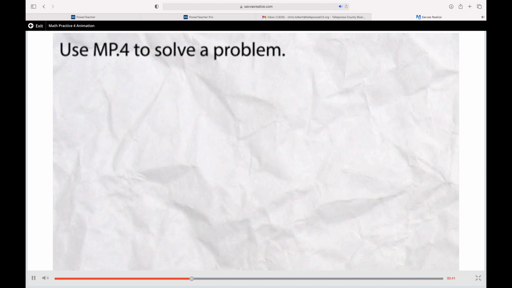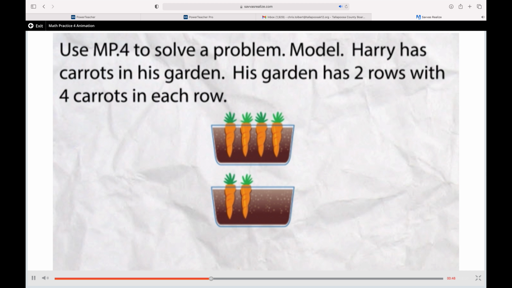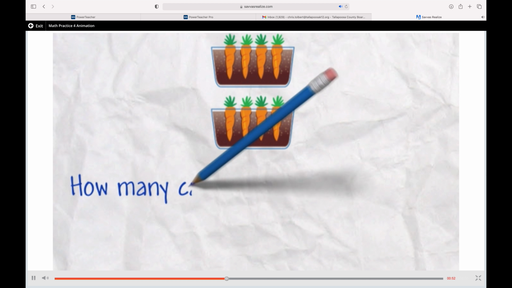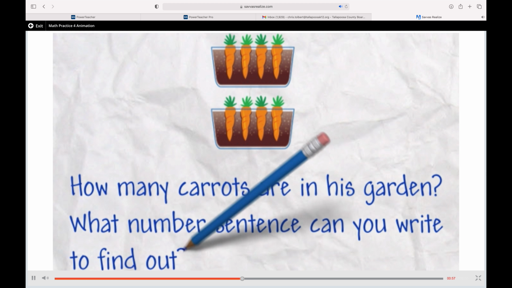Use MP4 to solve a problem. Model. Harry has carrots in his garden. His garden has 2 rows with 4 carrots in each row. How many carrots are in his garden? What number sentence can you write to find out?